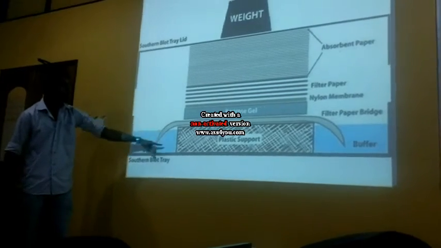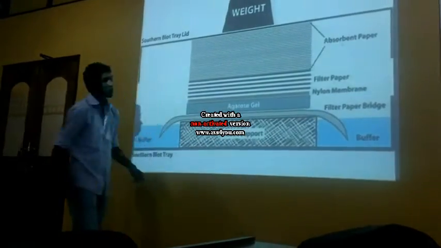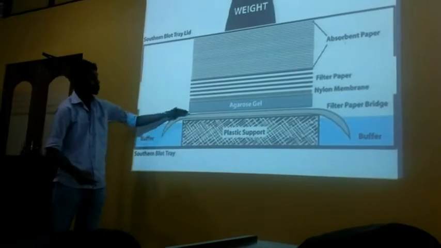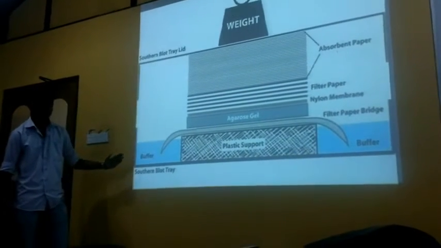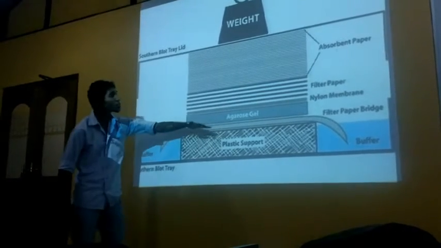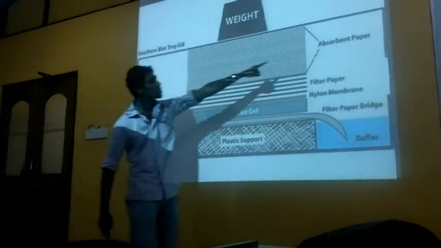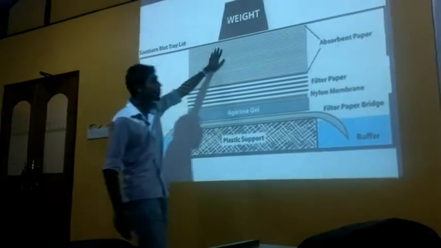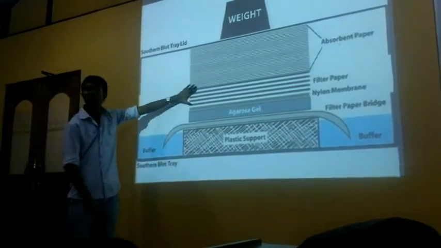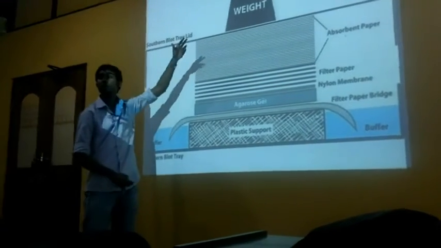So what you do is this is a filter paper wick. What happens is this buffer moves through this filter paper wick, and due to capillary action, this moves up. You can see here there are absorbent papers and filter papers. What the absorbent paper and the filter paper do is induce the capillary action.